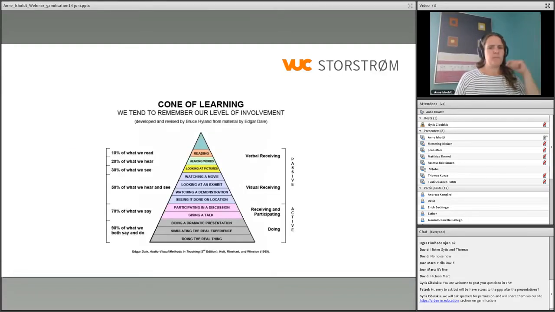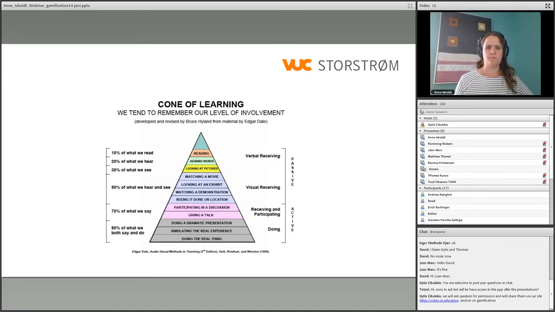Now, this might be explained by this cone of learning from Edgar Dale. So at the top, we have reading. It says that if we're only reading something, the less involved we are, the less interactive we are, we don't remember it very well. And when you go to the bottom of the pyramid, you'll see that if you're doing the real thing, you'll remember most of it. So games would be in second place here, because that would be like simulating the real thing, the real experience. So we're really active here.